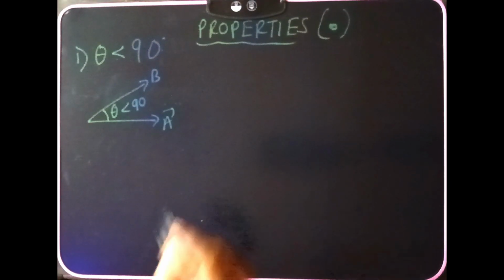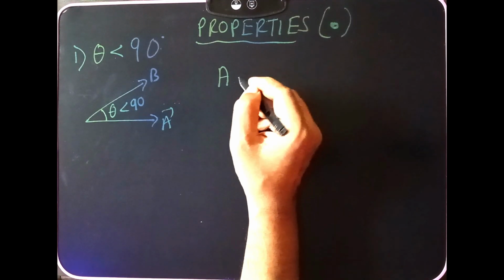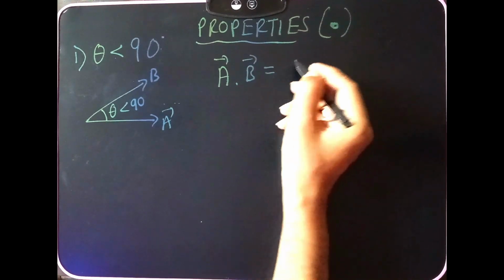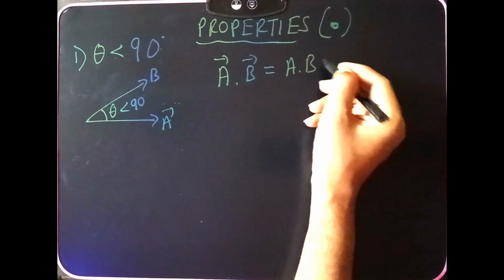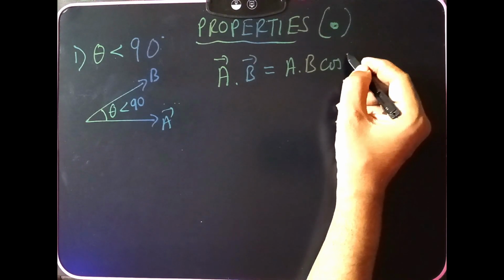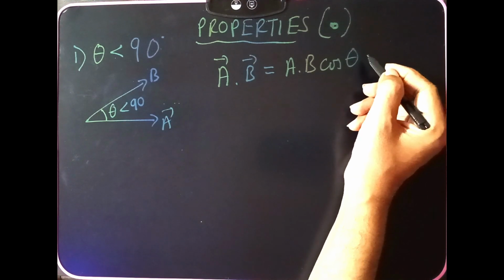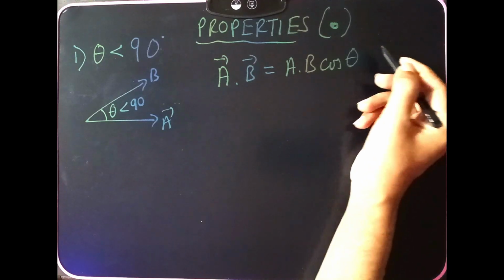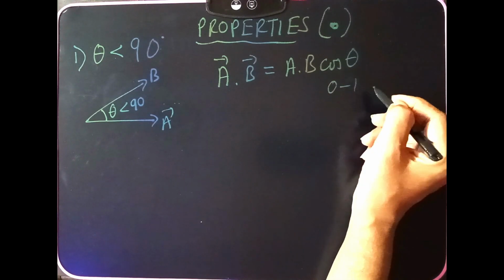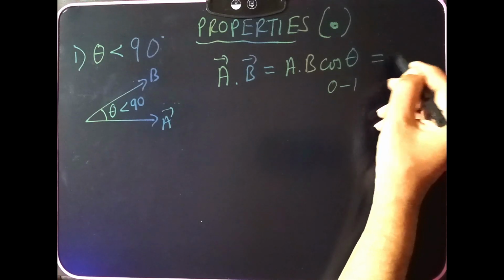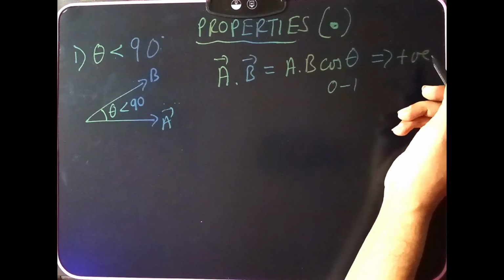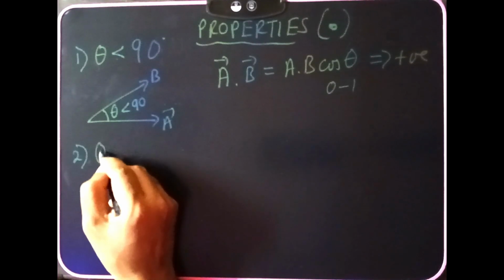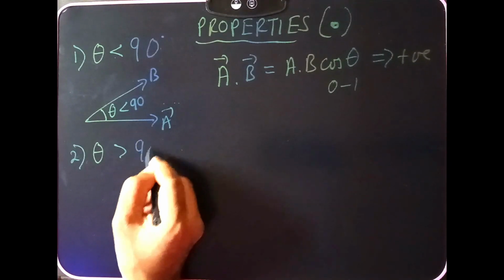So what will be the dot product? A dot B will be AB cos of theta, and if theta is between 0 degrees to 90 degrees, then the values will range from 0 to 1. So that means A dot B will be a positive dot product, right? Second case is when theta is greater than 90 degrees.